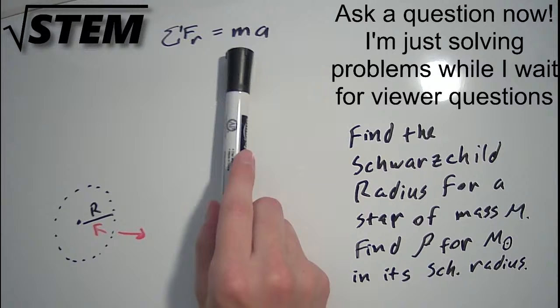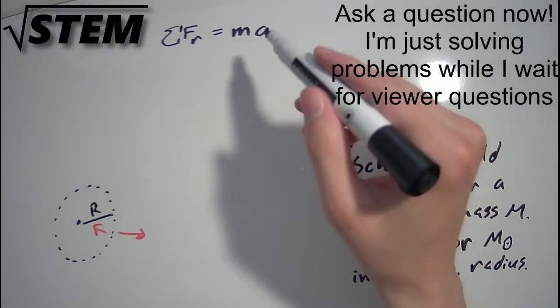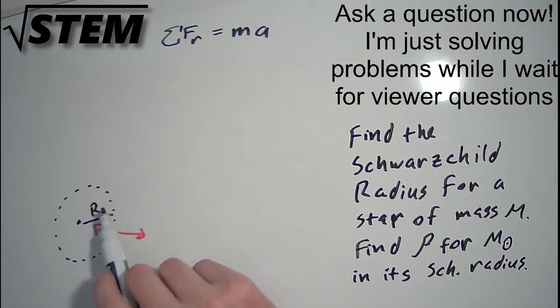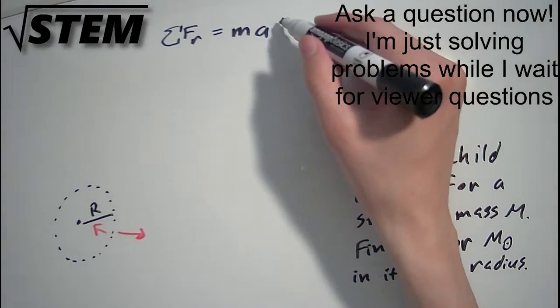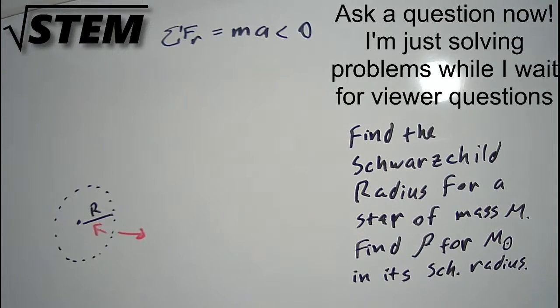Because light doesn't have mass. Maybe we'll just leave that as a variable. We'll see what happens if we just go with it. And if outward is positive, inward is negative, then we want this to be less than 0.